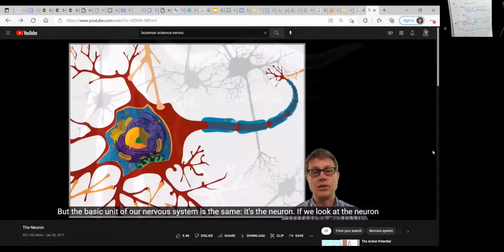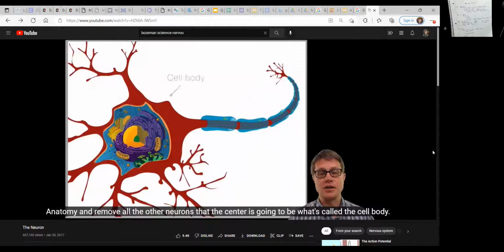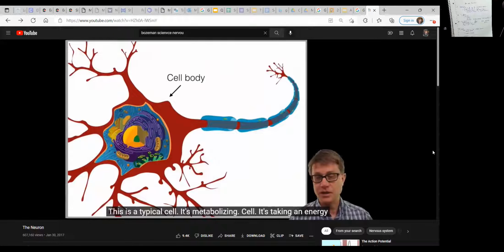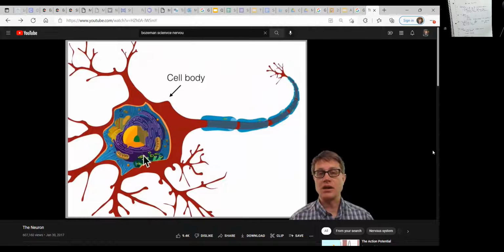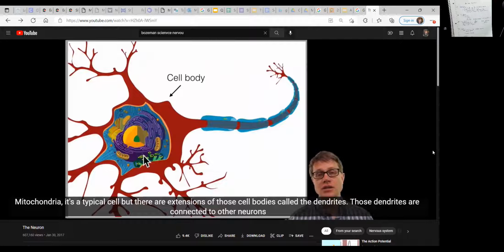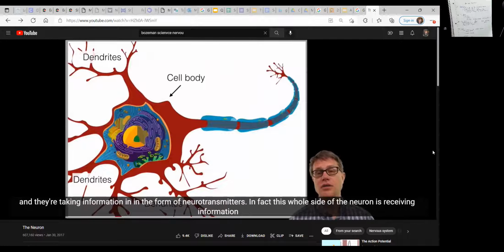It's the neuron. If we look at the neuron anatomy and remove all the other neurons, the center is going to be what's called the cell body. This is a typical cell. It's a metabolizing cell. It's taking in energy. It's using that energy, and so it's going to have a nucleus. It's going to have Golgi apparatus, mitochondria. It's a typical cell, but there are extensions of those cell bodies called the dendrites. Those dendrites are connected to other neurons, and they're taking information in the form of neurotransmitters. In fact, this whole side of the neuron is receiving information.